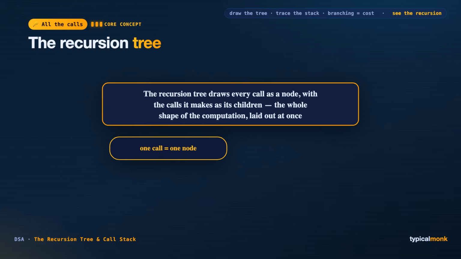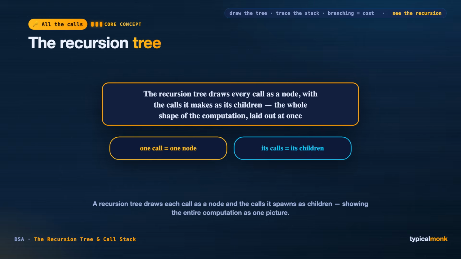The top call is the root. Its recursive calls branch downward. Their recursive calls branch further, and so on, until you reach the base cases at the bottom, which have no children because they do not recurse. What you end up with is the whole shape of the computation, laid out at once. You can see every call that will ever happen, how they relate as parents and children, how wide the tree spreads, and how deep it goes. Nothing is hidden in your head anymore. It is all on the page. And, as we will see, the shape of that tree tells you almost everything about how the recursion behaves.